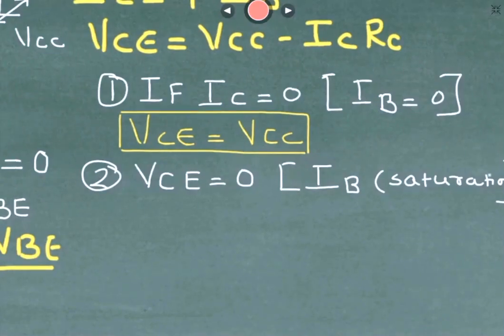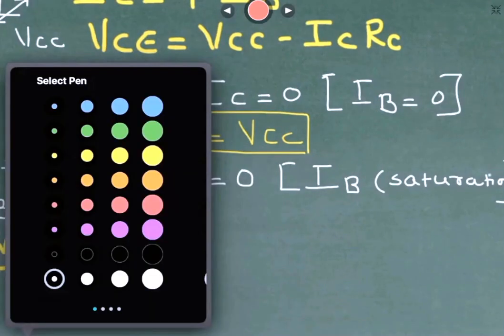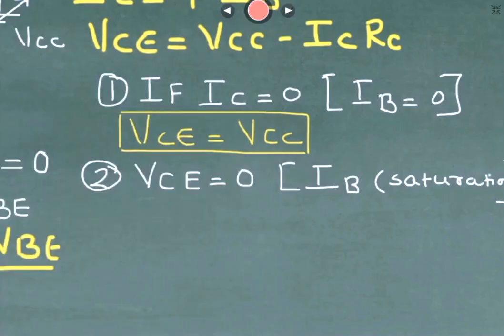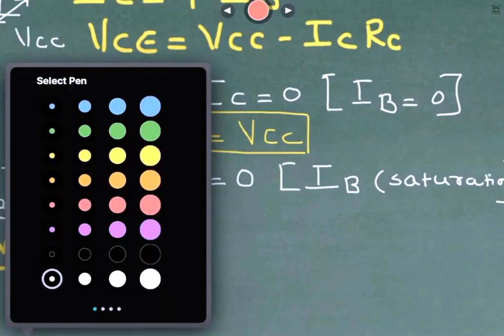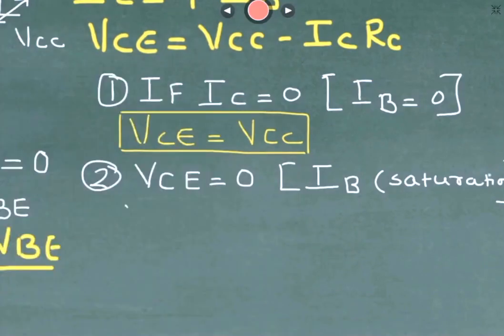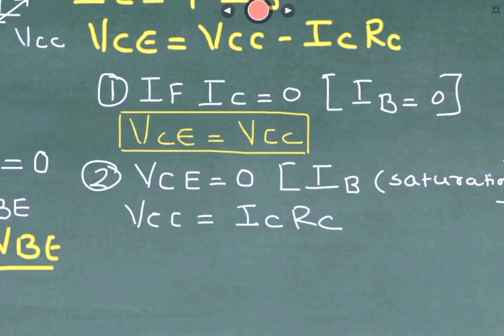So now by using the above equation, you can conclude something. If VCE is equal to 0, put it in the above equation which is written in yellow color, VCE is equal to VCC minus ICRC. Now I have made the value of VCE 0. So what can you write down? If VCE is 0, then VCC can be represented as IC into RC. So what will be the value of IC now, students?